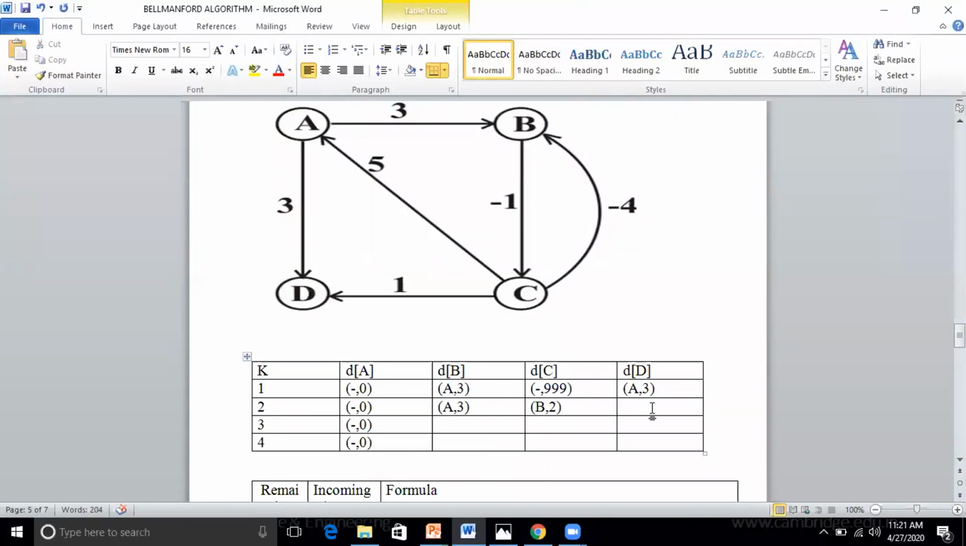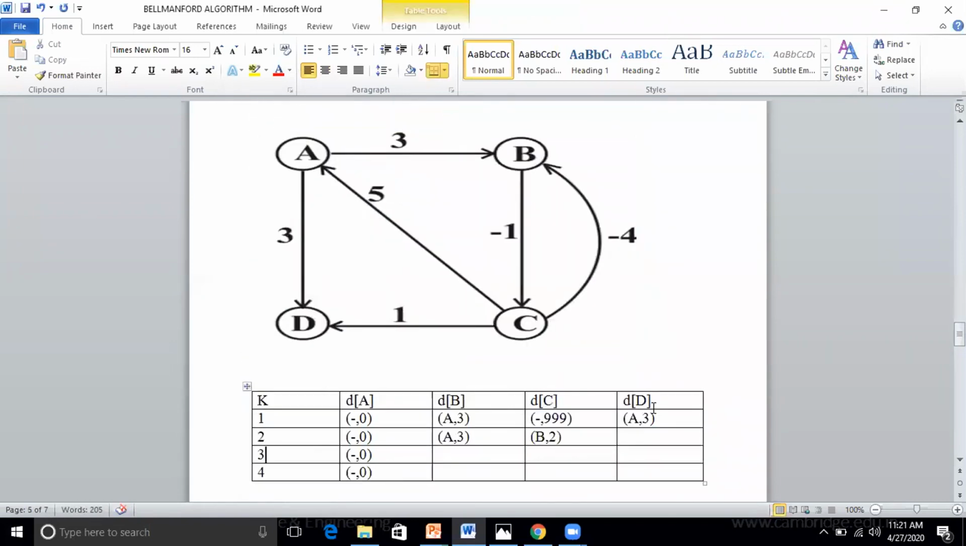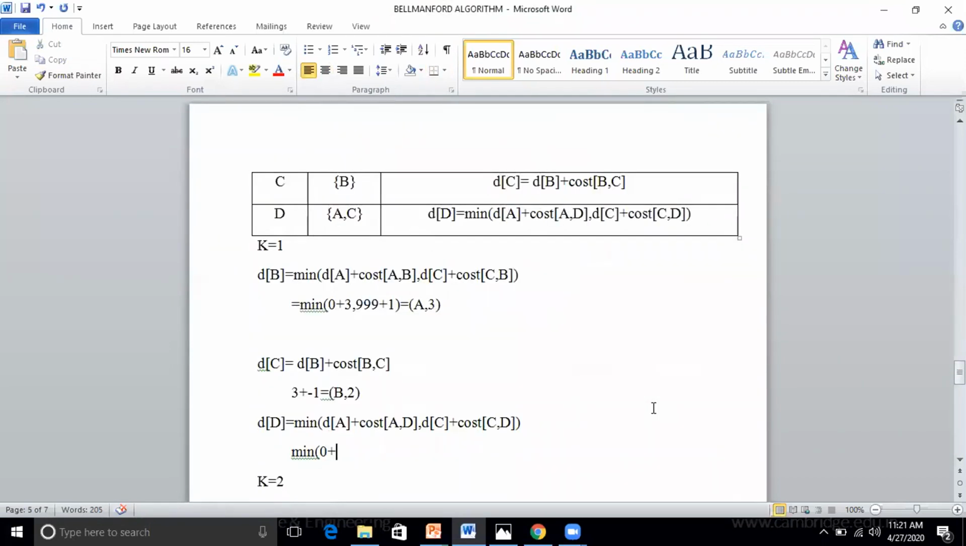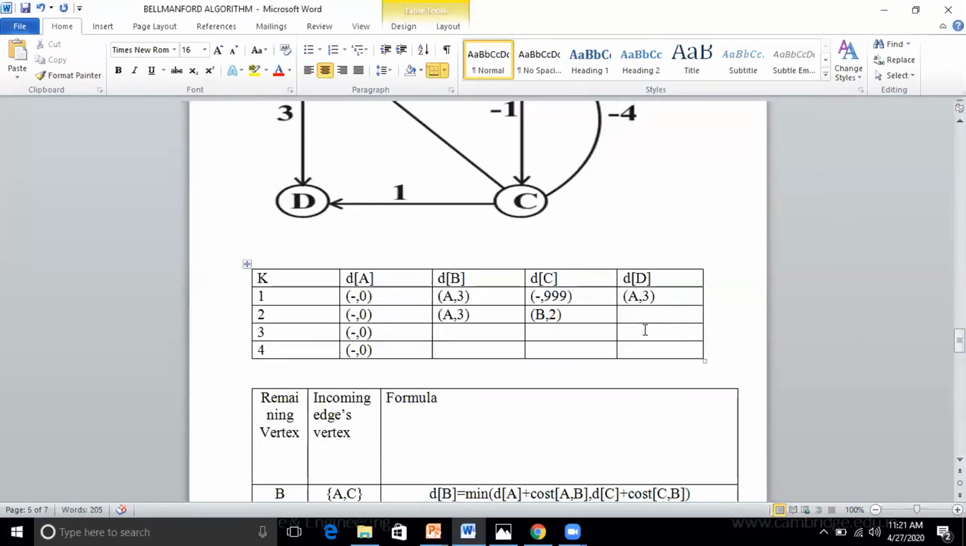What about D? Min of, what is D of A? 0 plus, A to D is how much? 3. A to D is 3. Then infinity plus 1. Obviously, what is the min value here? 3 itself. Via which node? A comma 3. Shall I repeat the same value, right? A comma 3.